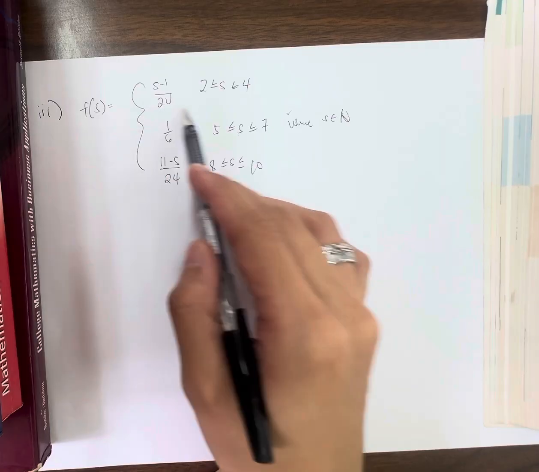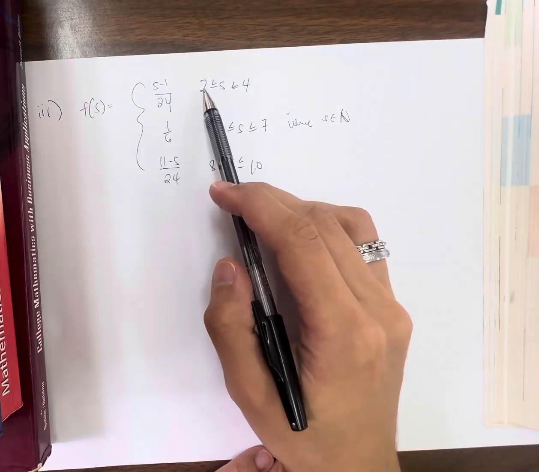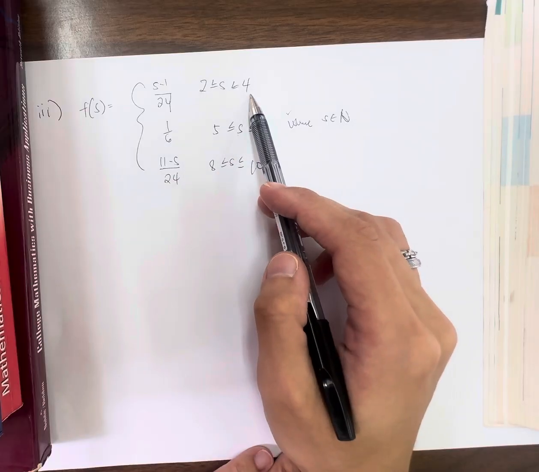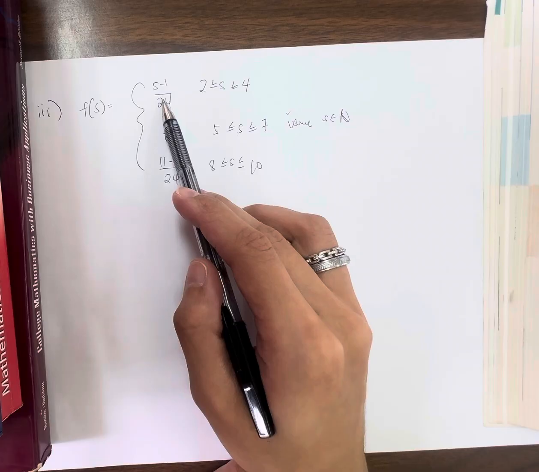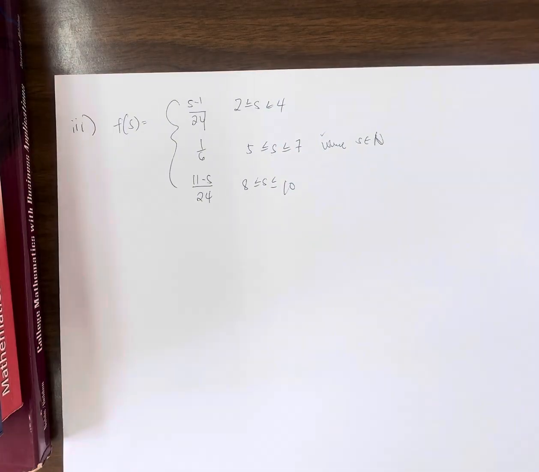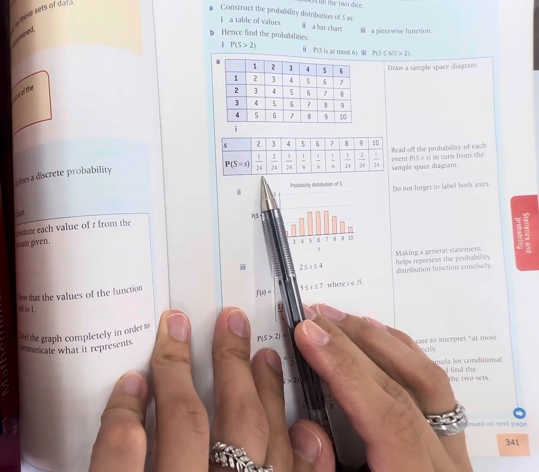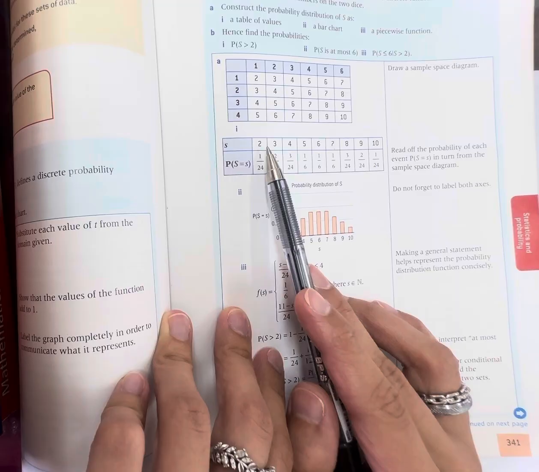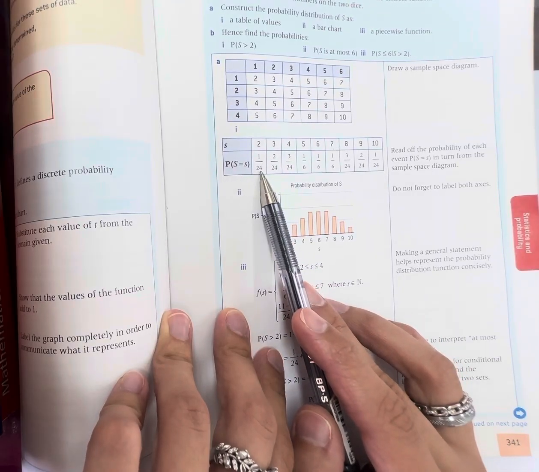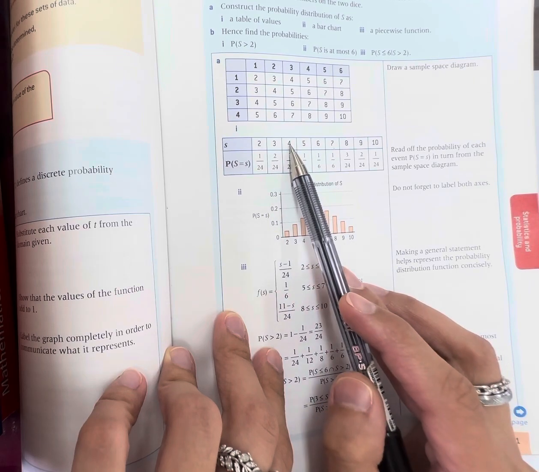Now let's go to this first part. The rule is telling us that if my numbers go from 2, 3, and 4, and I input those values for S into this rule, I should get the values in my table of values. So take note that for 2, the answer should be 1/24. For 3, the answer should be 2/24. And for 4, the answer should be 3/24.